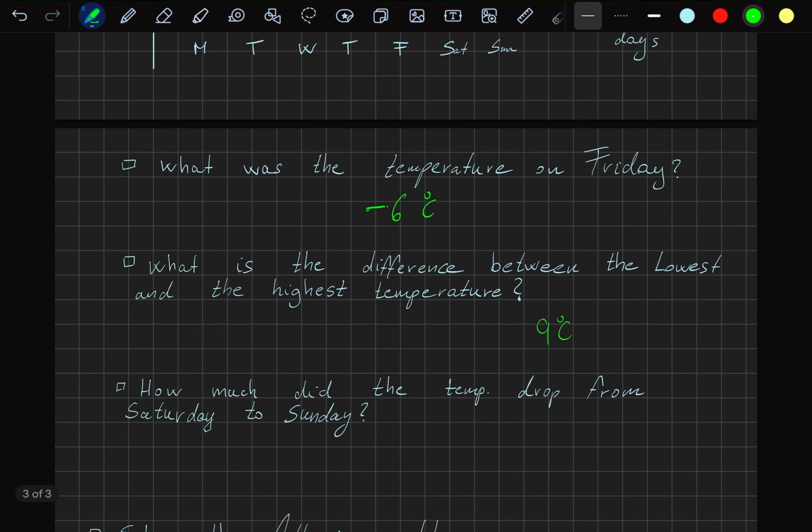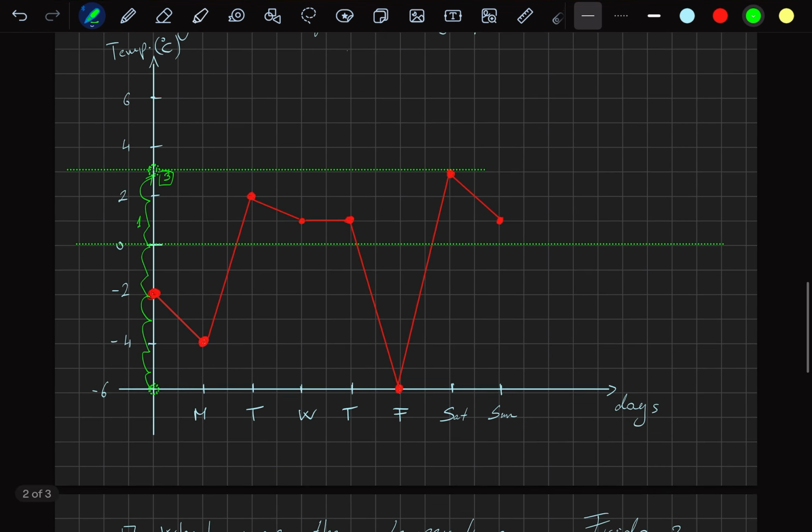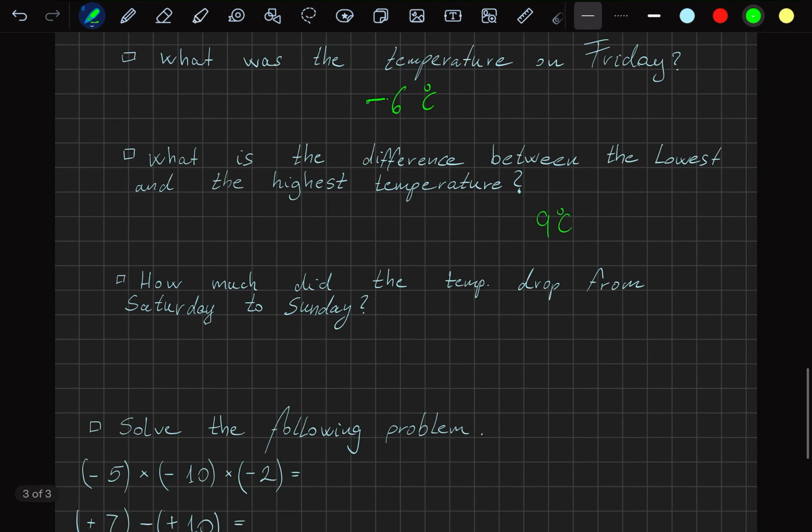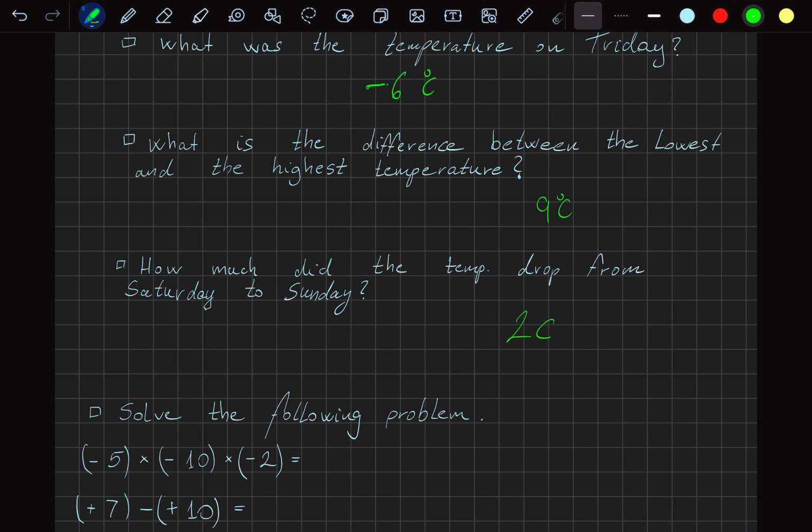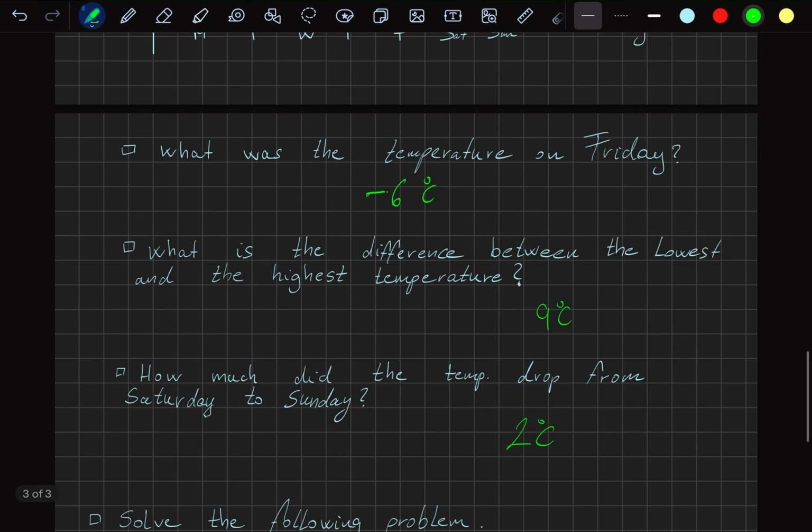How much did the temperature drop from Saturday to Sunday? From 3 to 1, so it dropped 2 degrees Celsius. And if I just write 2 degrees, since it says it dropped, so it will go down, we don't need to write the minus sign here.